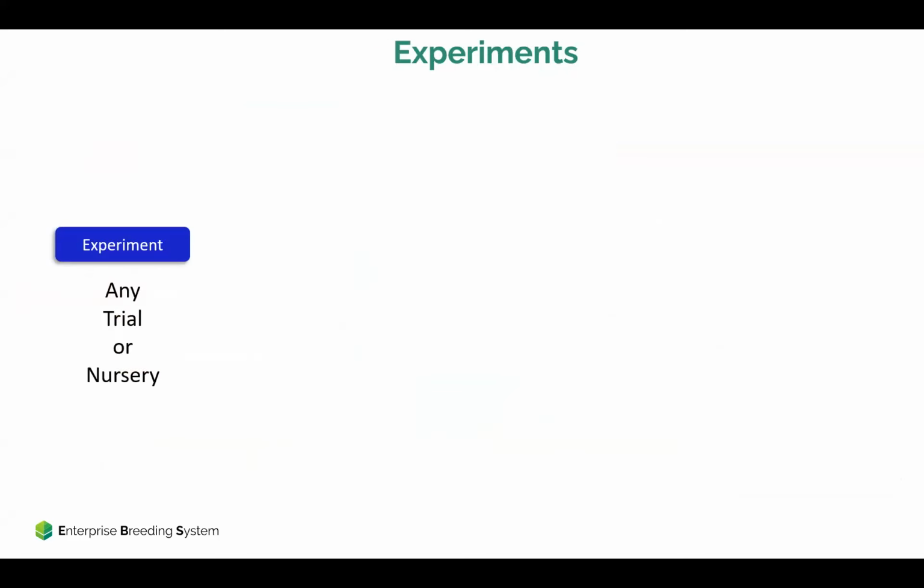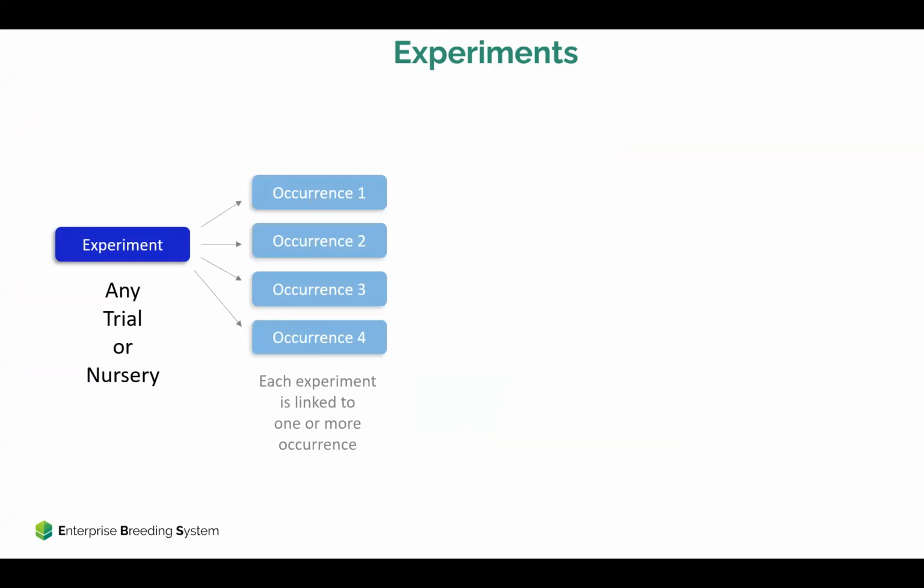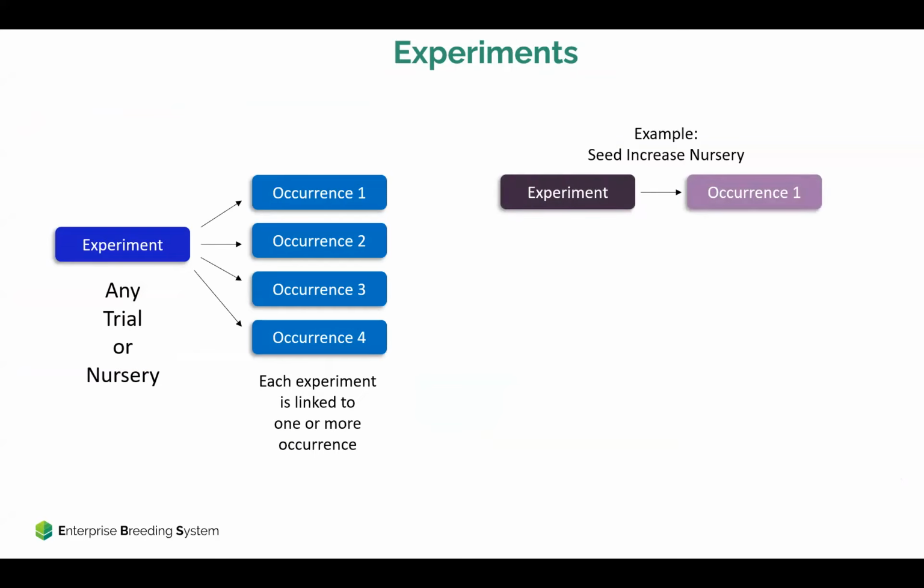Another term that I'd like to describe is experiments. Within the EBS, an experiment refers to any trial or nursery. However, the activities are not carried out directly at the level of an experiment, for example, having a plot list. Rather, that would be handled at the level of an occurrence. So each experiment is linked to one or more occurrences. If we take the example of a nursery where perhaps you're just increasing seed, that experiment would likely only have one occurrence with it, where you plant all of your entries and then harvest the seed.